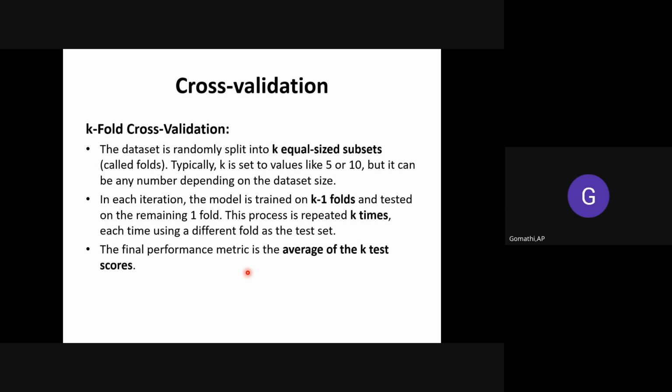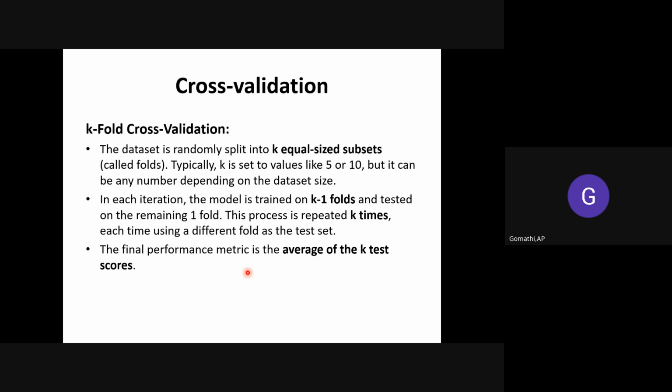In this, the data set is randomly split into equal size subsets. Already we know that these subsets are called folds. Here k is set to 5 or 10. We have a data set, and it will be split into equal size subsets, and the number of subsets is mentioned as k. So k is set to values like 5 or 10, but it can be any number depending on the data set size.